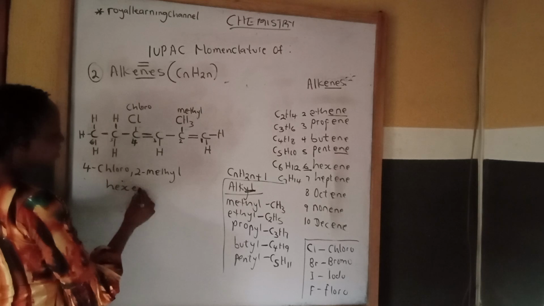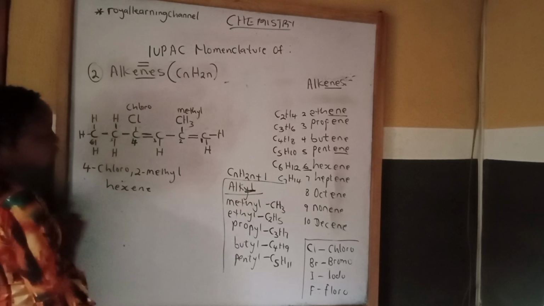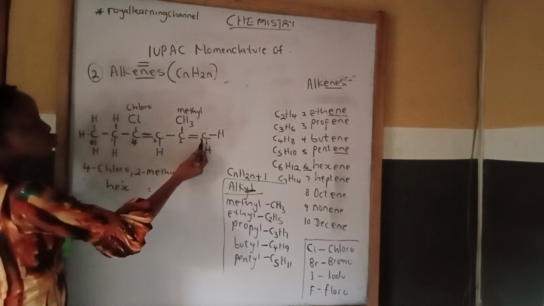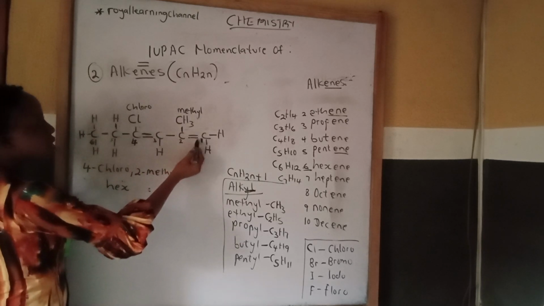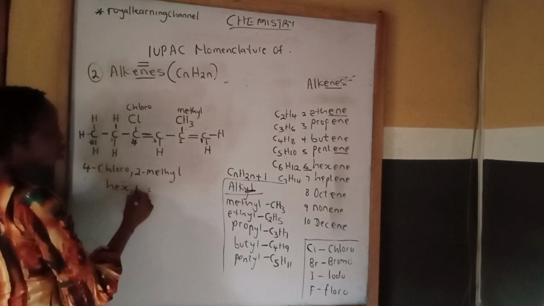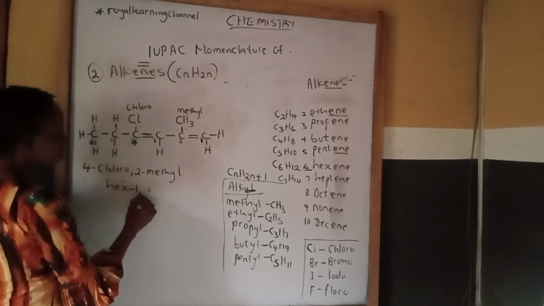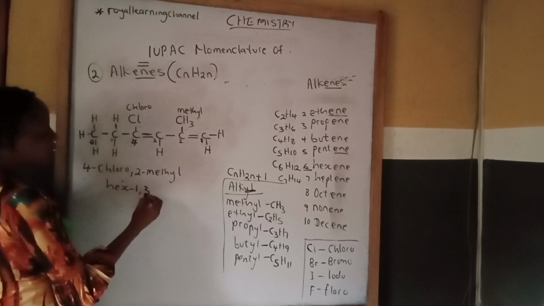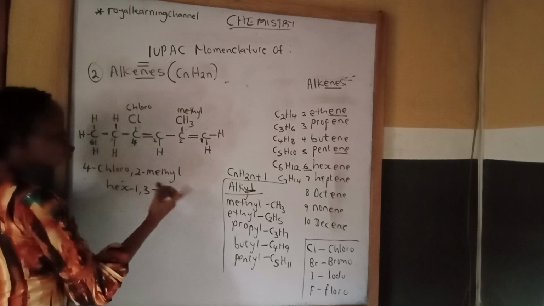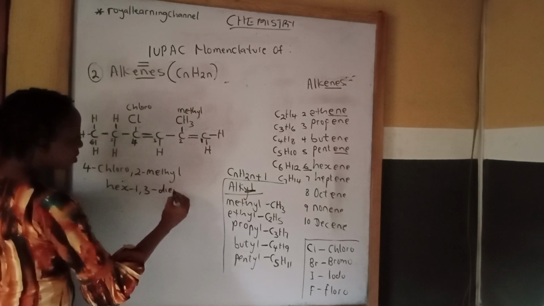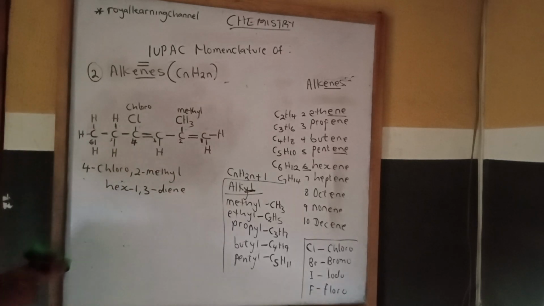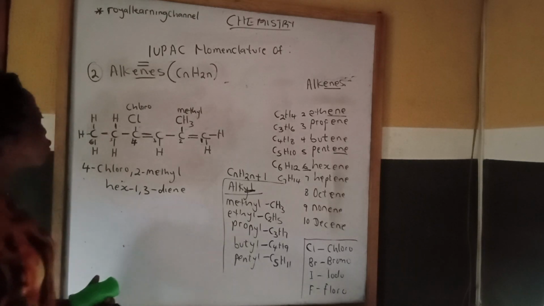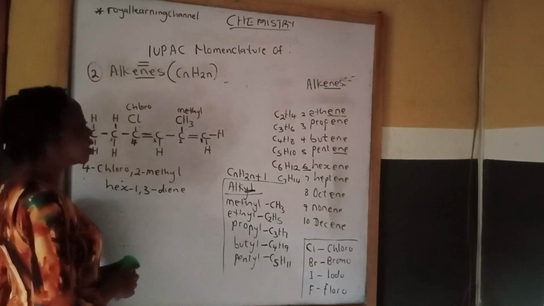We're supposed to call it hexene, but we must name the position of ene. This time around, we are having 2 ene. The first ene, which is double bond, is on the first carbon atom. So that's 1 comma. Then the second ene is on the third carbon atom. 1 comma 3. How many ene? That's 2. 2 means diene. So the name of this structure is 4-chloro-2-methylhexa-1,3-diene.